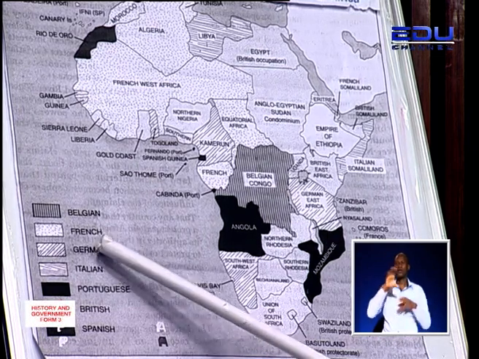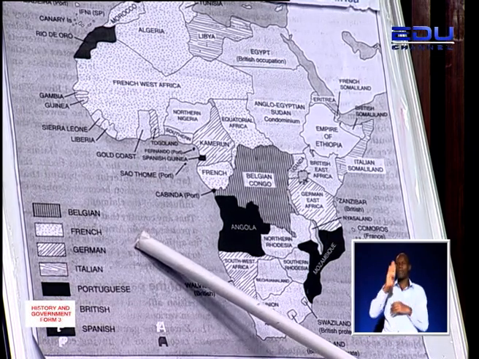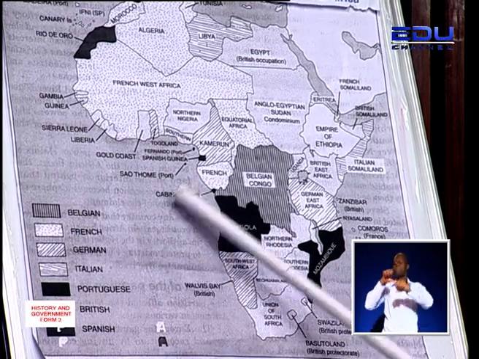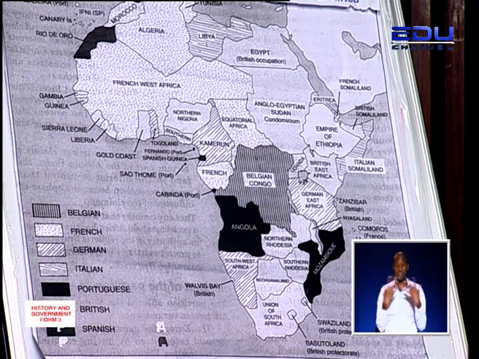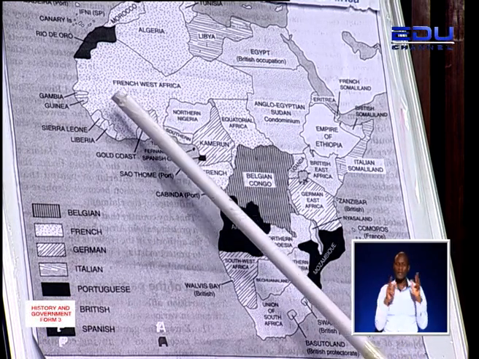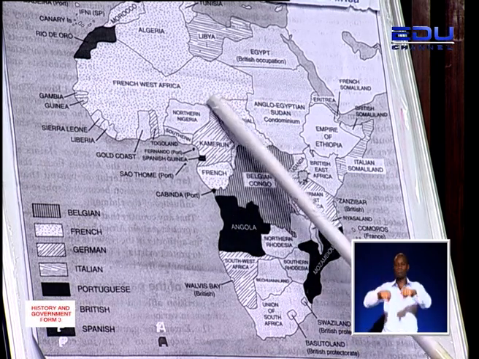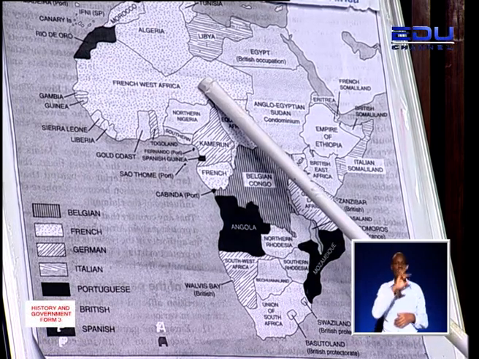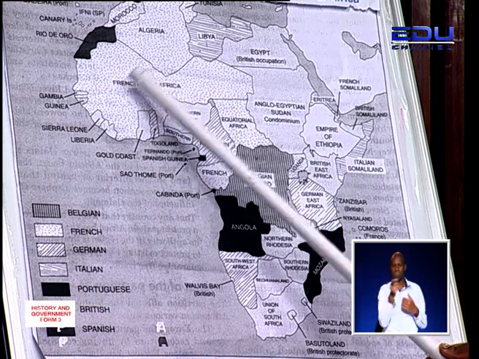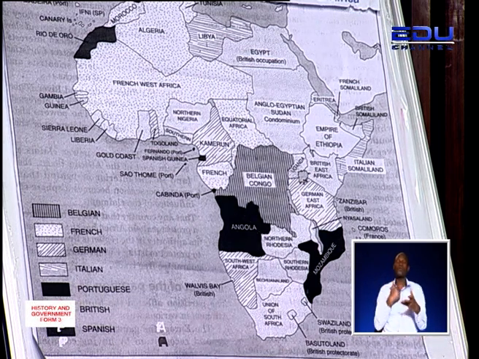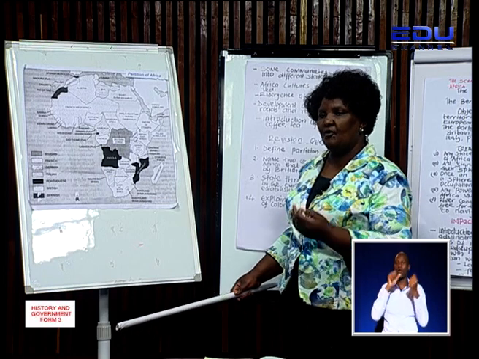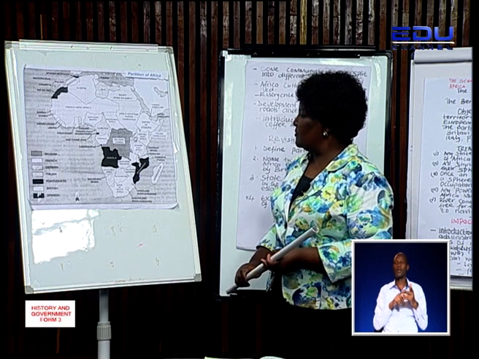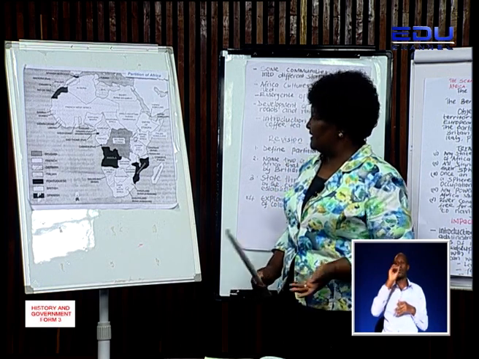We have the French, or France as a country. Let's look at the colonies that they acquired in Africa. They acquired several colonies, but the large area that they occupied was part of West Africa. That's why we call it French West Africa. Some of the countries found in this area are Senegal, Dahomey, Ivory Coast, Guinea and other countries.